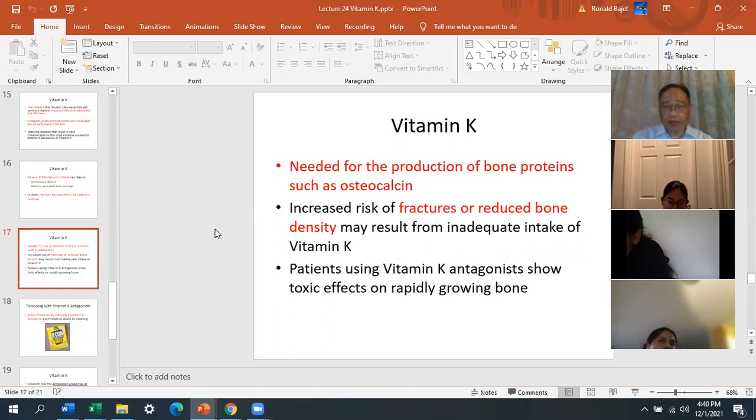Vitamin K is needed for the production of bone proteins. So if you don't have vitamin K, then you're not going to have good bone development, and therefore you're going to have a tendency to have fractured or reduced bone density. Patients using vitamin K antagonists show toxic effects on rapidly growing bone. So not having vitamin K can lead you to have bone problems.